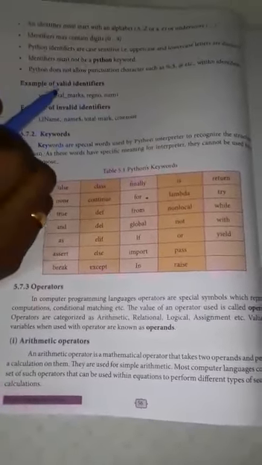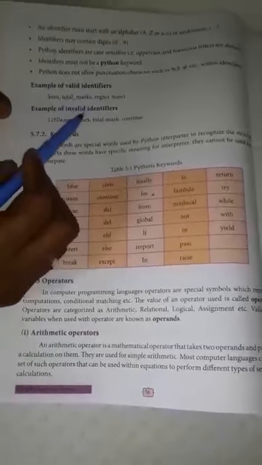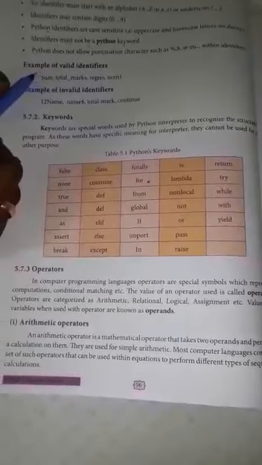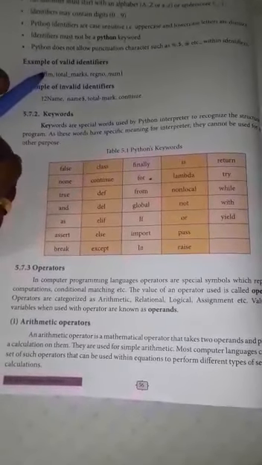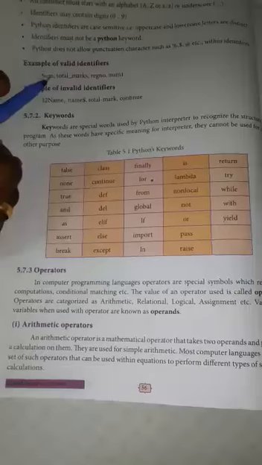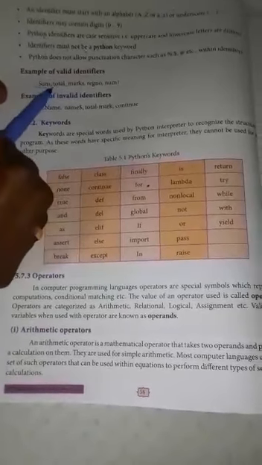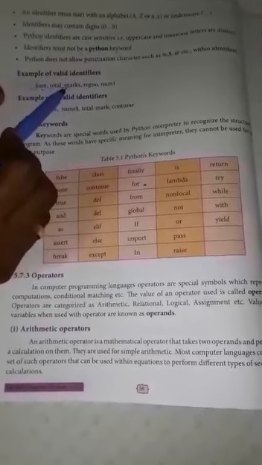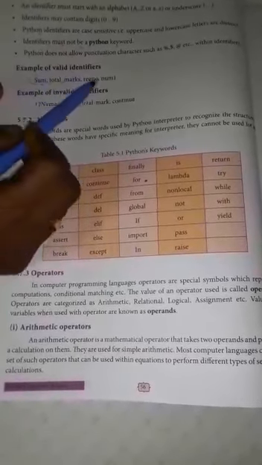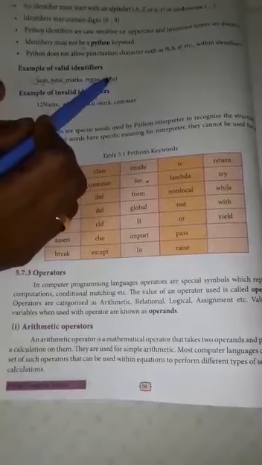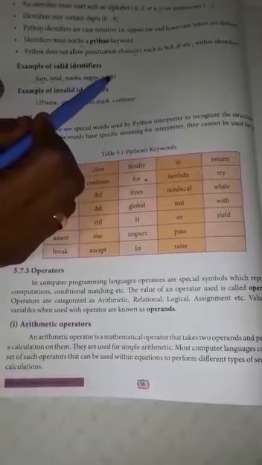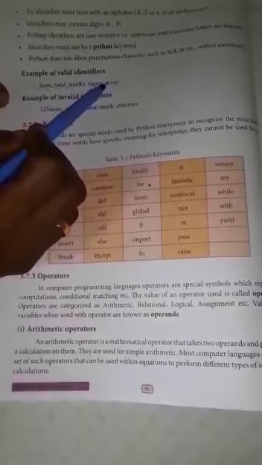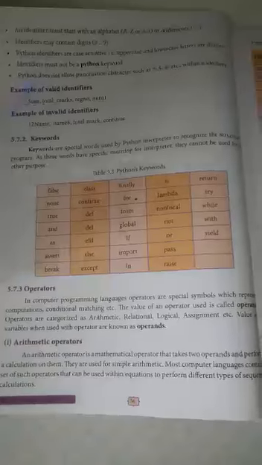Examples of valid identifiers and examples of invalid identifiers. Let us see here. First one, sum. It starts with an alphabet. This is a valid identifier. Next, another one starts with an alphabet and an underscore is used. So this is a valid identifier. Next one, this identifier: numbers and digits can be used in this identifier, but it starts with an alphabet. So this is a valid identifier.